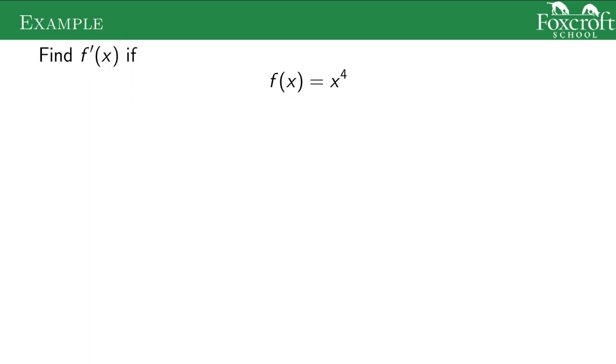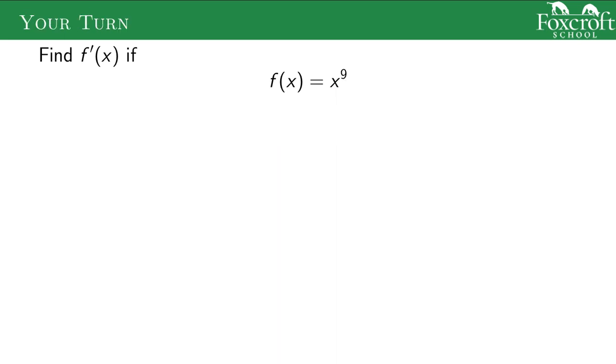All right, so here's our first example. We have f of x equals x to the fourth. What is f prime of x? All right, well, our power rule shortcut says I take my exponent 4 and I bring it in front of the x, and then I'm going to subtract 1 from the exponent, and 4 minus 1 is 3. So the derivative of x to the fourth is 4x cubed.